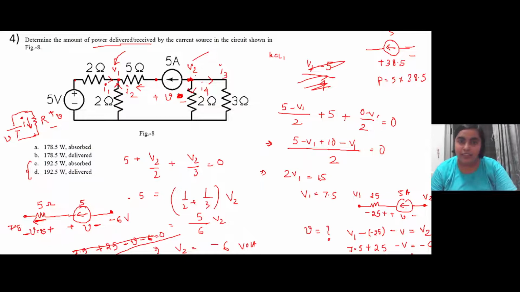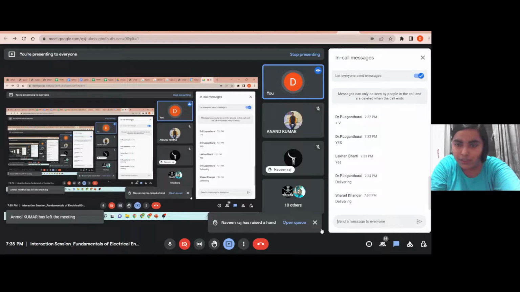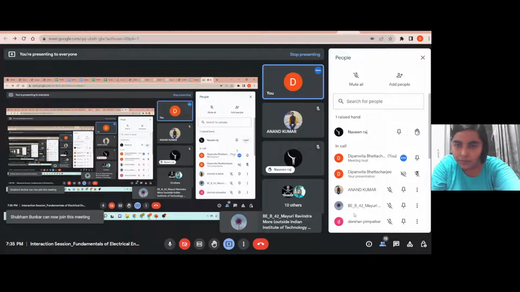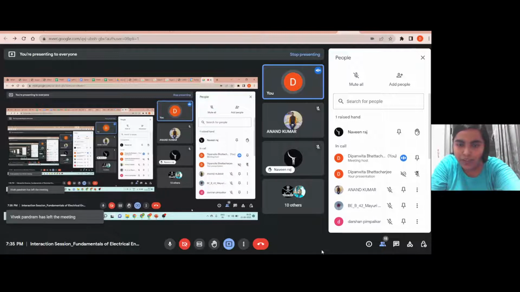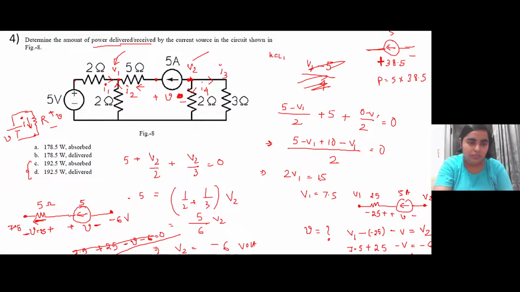So can anyone say whether it is releasing power or absorbing power? That is, it is either delivering or absorbing. Which one is it doing? Just note the positive and negative sign of the voltage and the direction of the current. Anyone would like to say? We have solved similar kind of problem in earlier interaction also, right? Yes, Naveen Raj, you can unmute and speak up. Naveen, if you have a doubt, you can speak up. I see your hand is raised. Okay, anyone wants to comment whether it is absorbing power or delivering power? No?